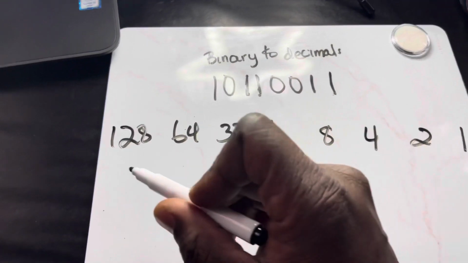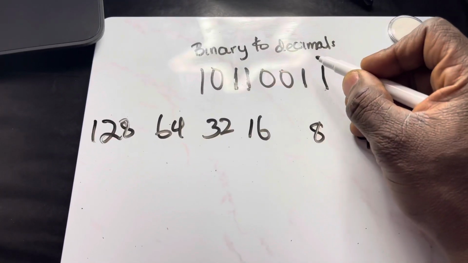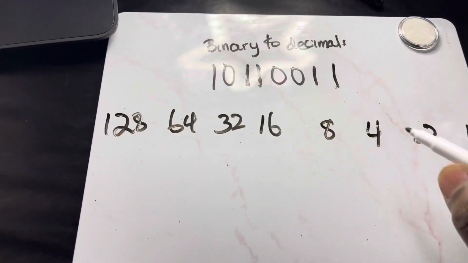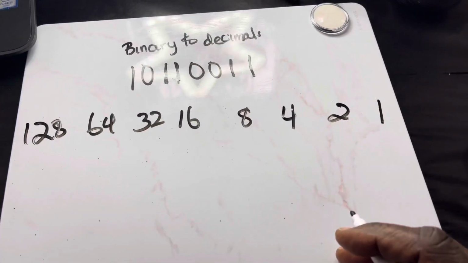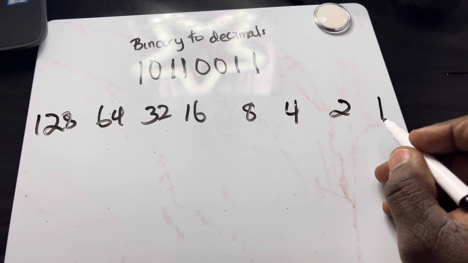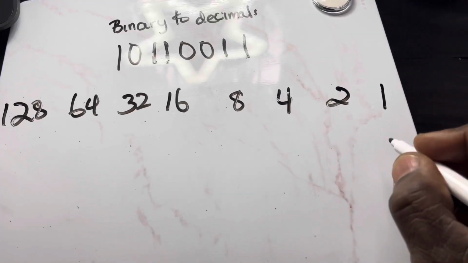What we have here is place values. How do we arrive at these place values? Each one of these place values is going to be placed at the top of each one of these binary numbers for us to convert binary into decimal. But let's first talk about how we arrive at the base 2 representations of these numbers.